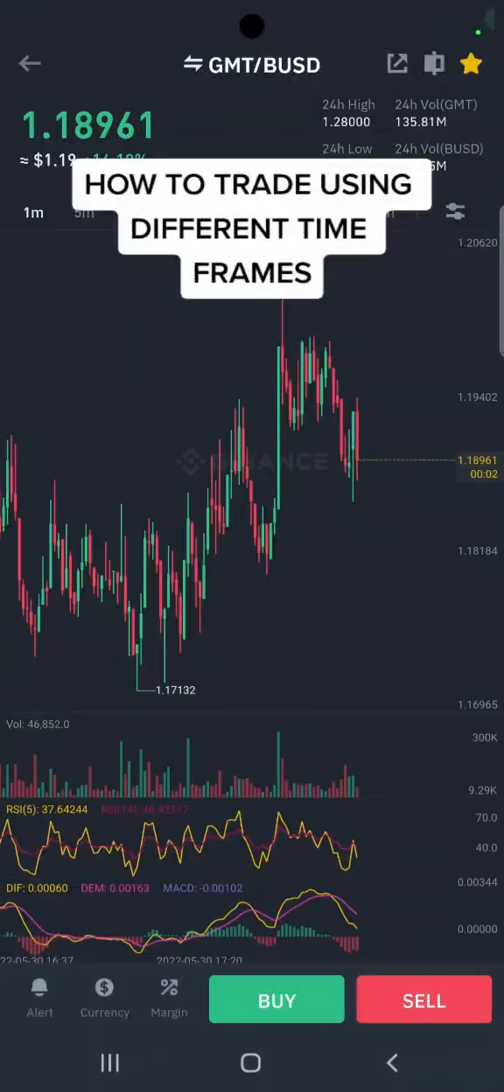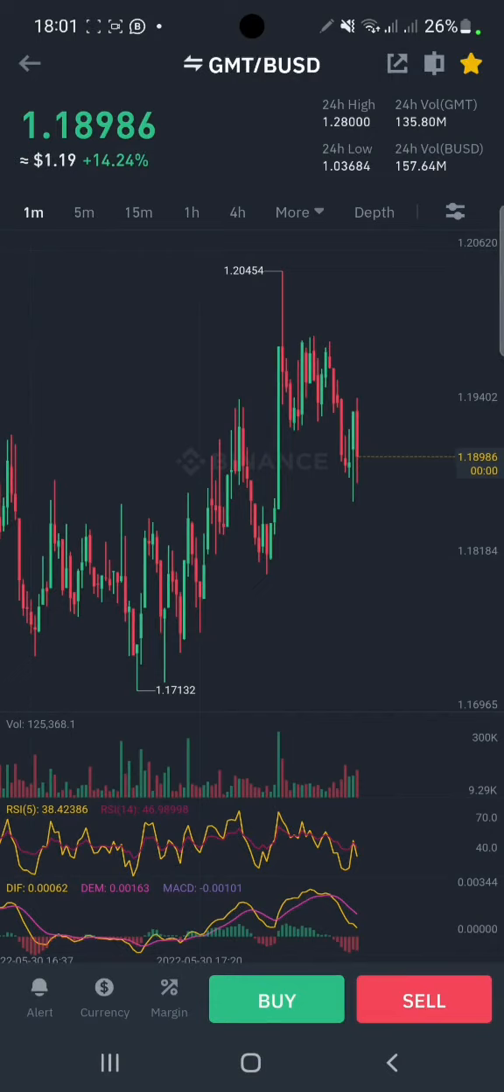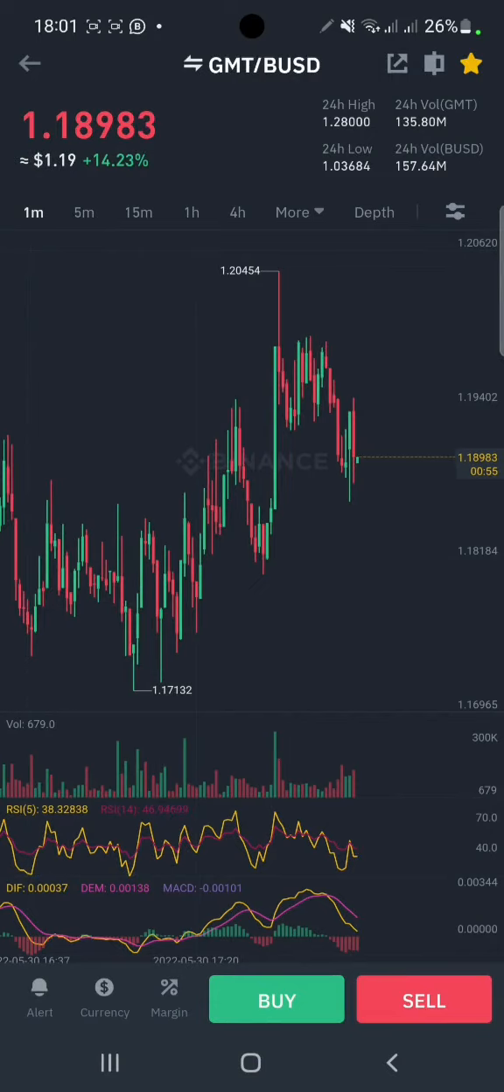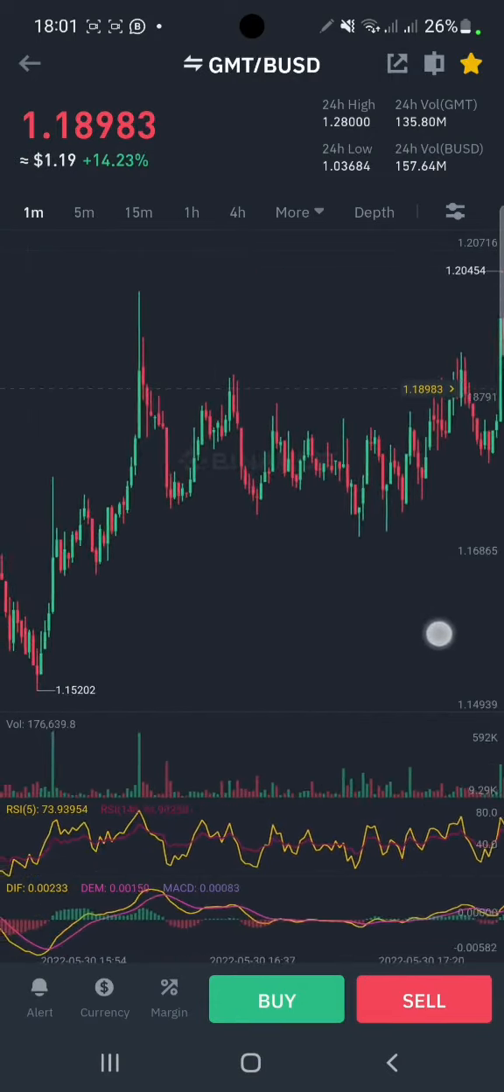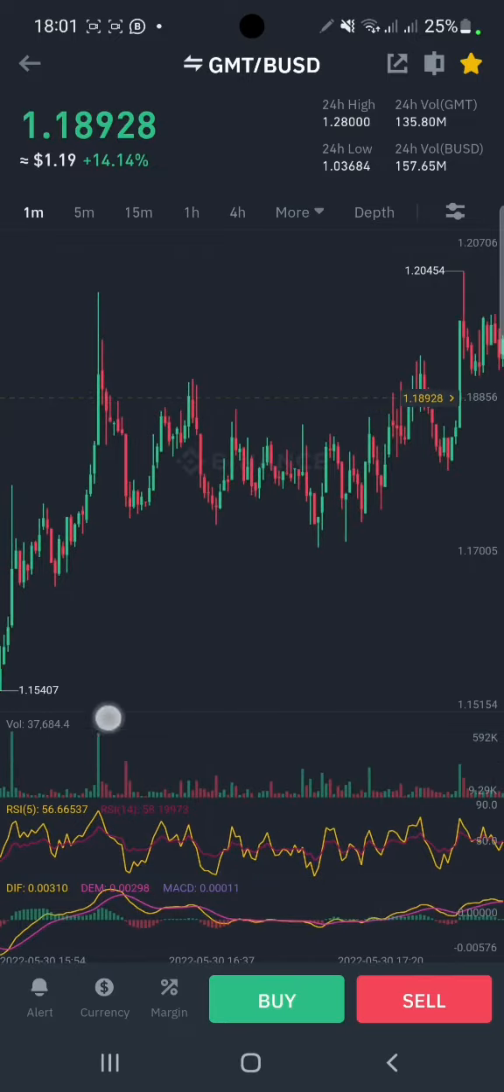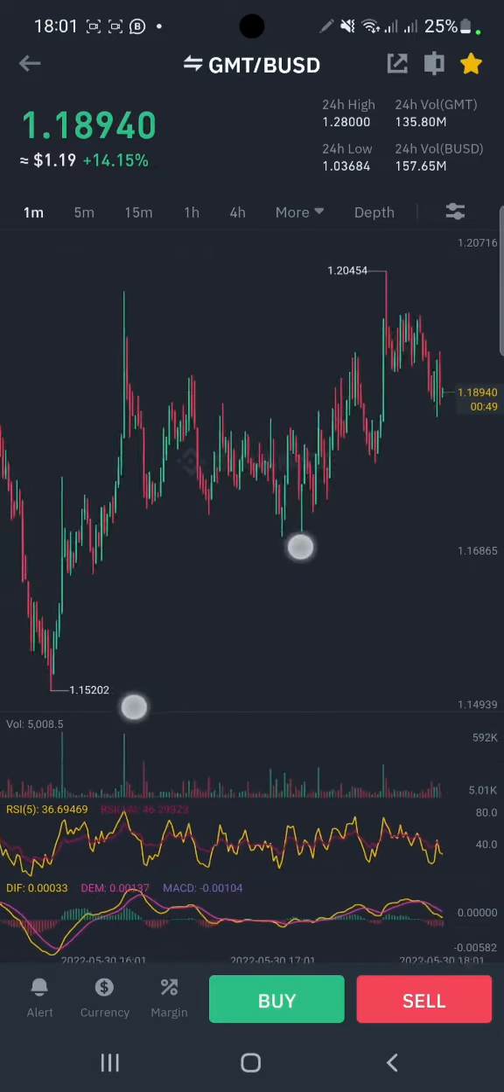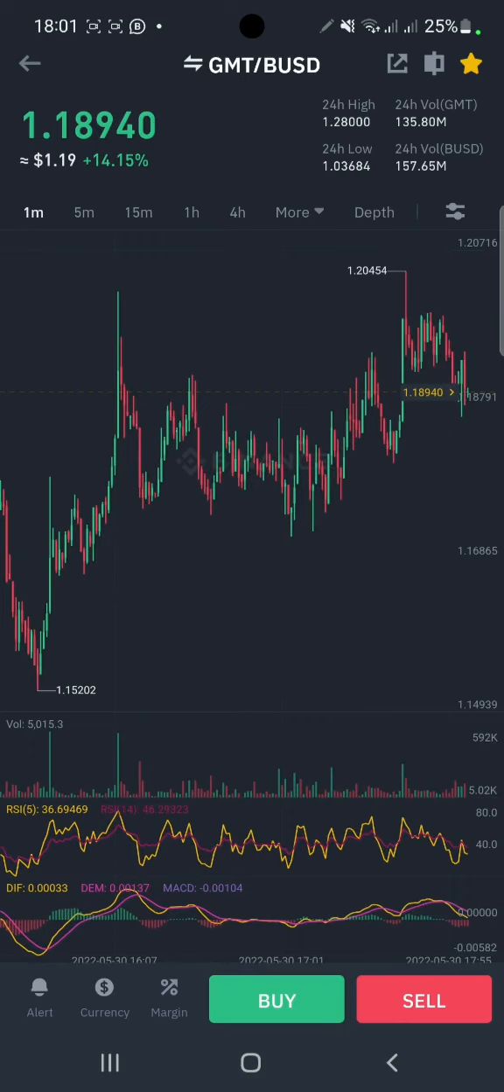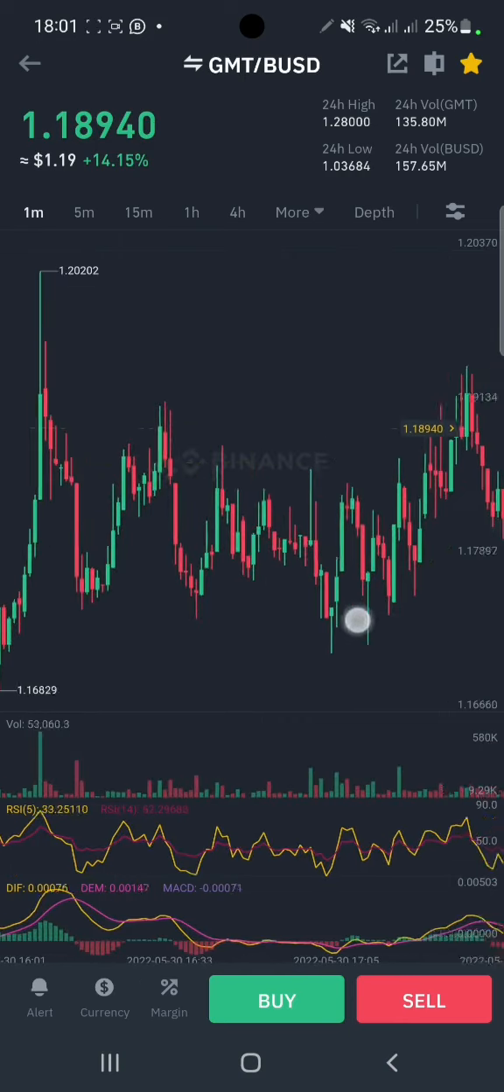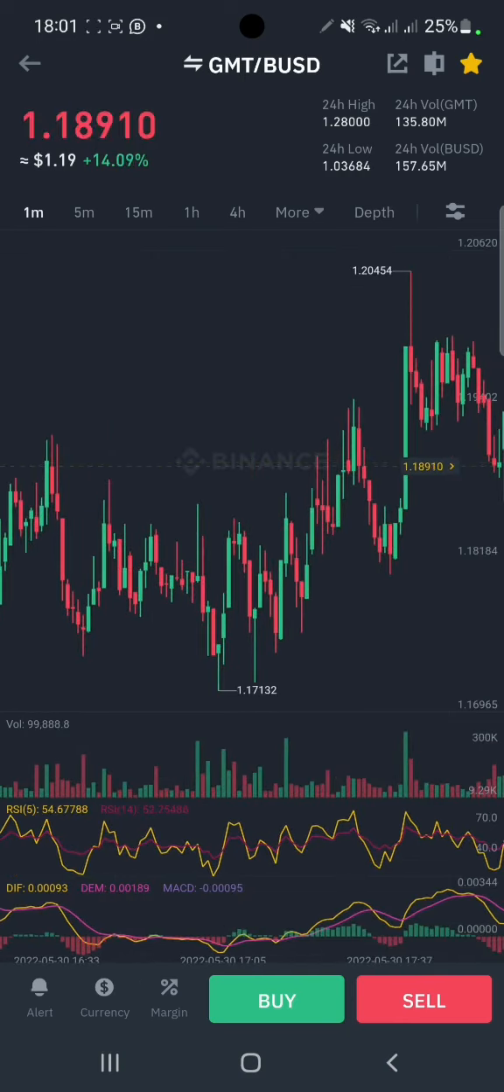Right, talking about time frames, I'm going to show you how I trade using different time frames, from the smaller time frames to the very large time frames, and what each time frame does for me. So first of all, we're on the 1 minute time frame, and what this means simply is that each candle represents 1 minute. So that gives you more detail of the movement of the price.